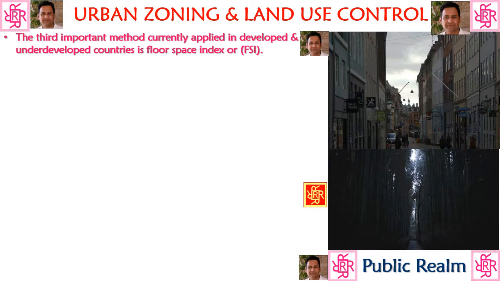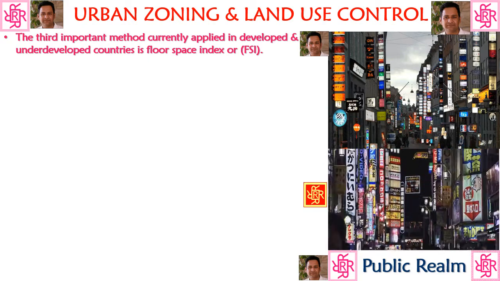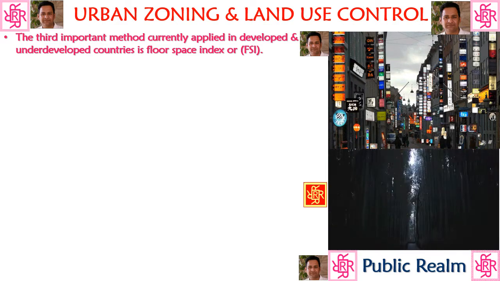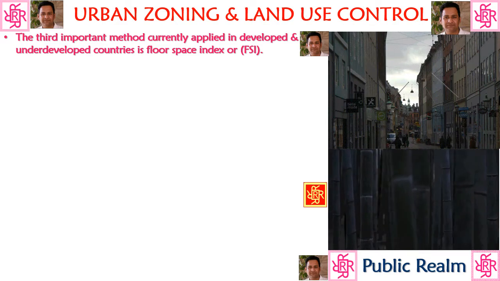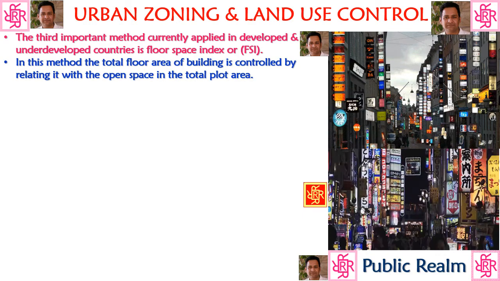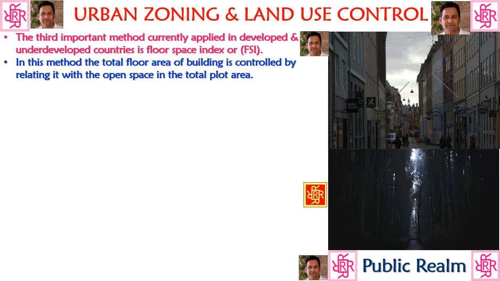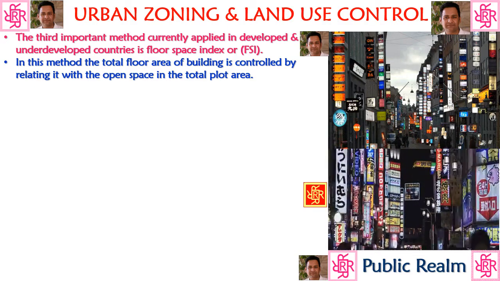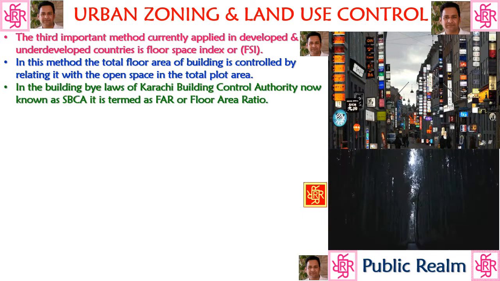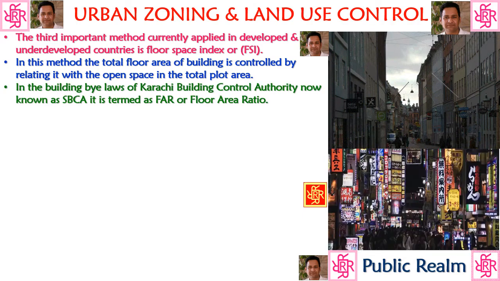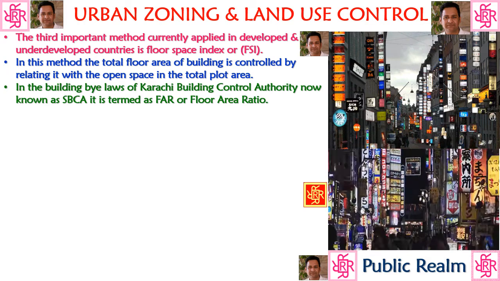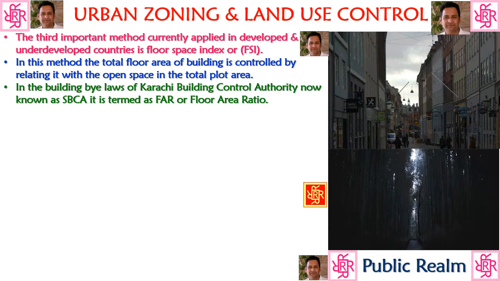Then the third important method, currently applied in developed and underdeveloped countries, is floor space index, FSI, or floor area ratio. In this method, the total floor area of a building is controlled by relating it with the open spaces in the total plot area. In the building bylaws of the Karachi Building Control Authority, now known as the Sindh Building Control Authority, SBCA, it is termed FAR, or floor area ratio.